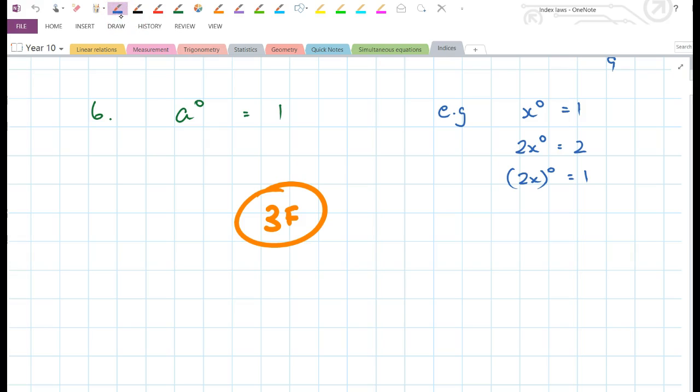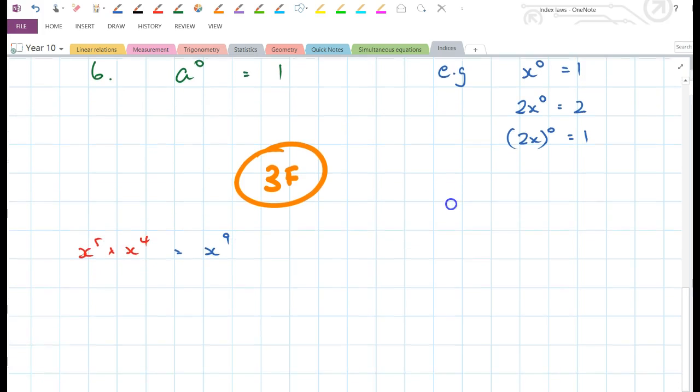So we're looking at simplifying these expressions. x to the 5 times x to the power of 4, and I think we can all safely assume that we know what we're doing here. We add the 5 and the 4 to get x to the power of 9.